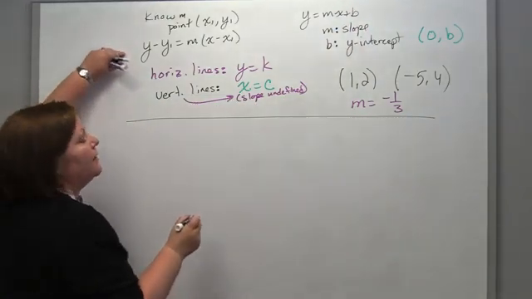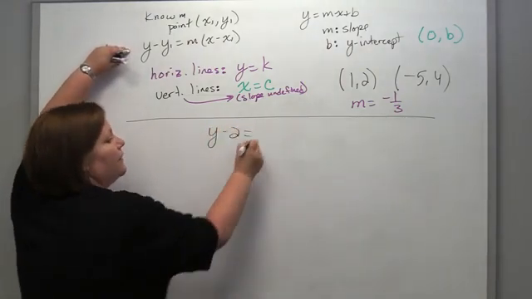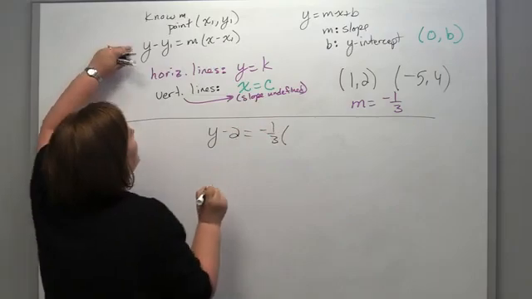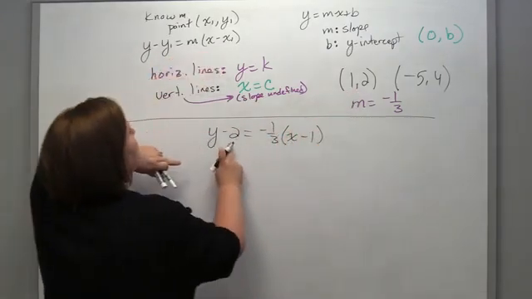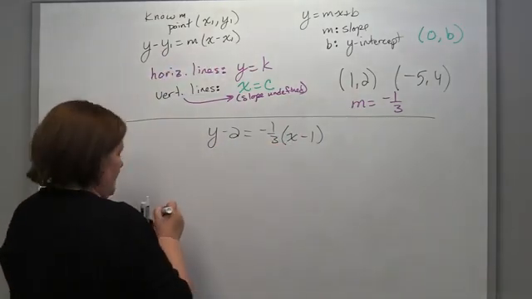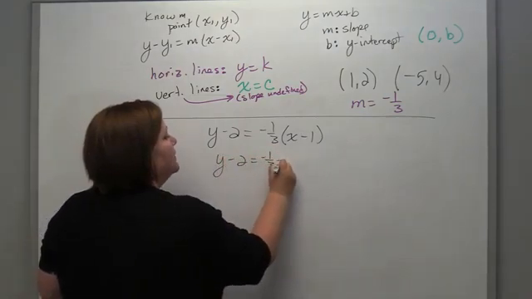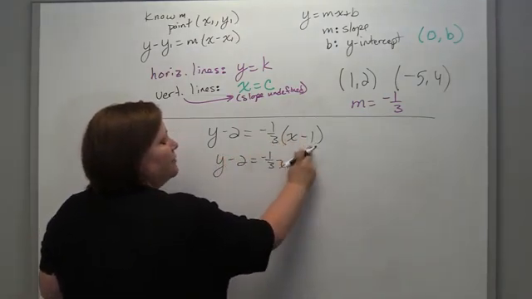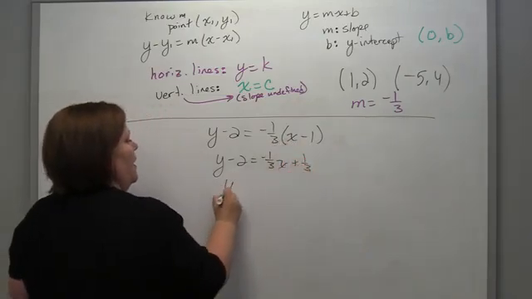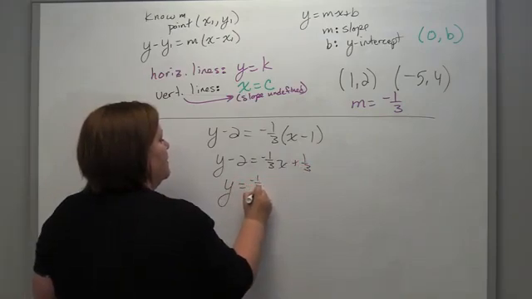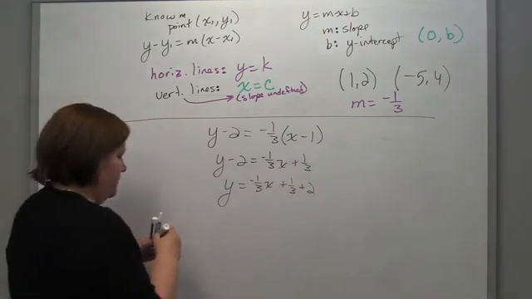I a lot of times use this one, so I'm going to use y minus 2 equals negative 1/3 times the quantity x minus 1. And just double check that we have that. And so we're going to have y minus 2 is negative 1/3 x. And then when I multiply this through, this would be plus 1/3. And y is going to equal negative 1/3 x plus 1/3 plus 2.